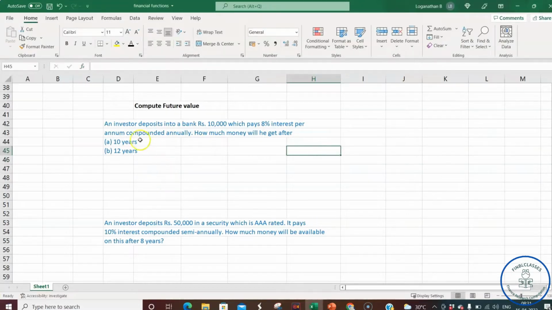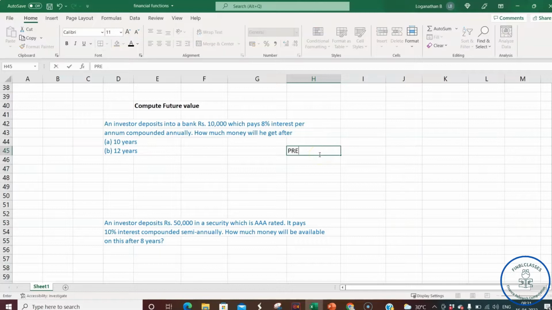So here we have the problem. An investor deposits into a bank rupees 10,000, which pays 8% interest per annum compounded annually. How much money will he get after 10 years? And the second is after 12 years. So here we have to find the future value.